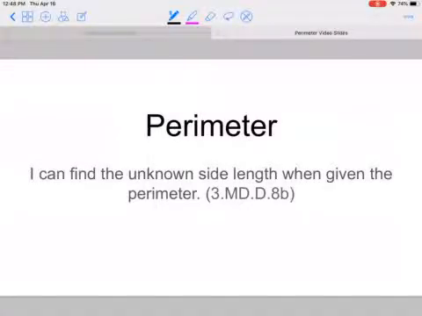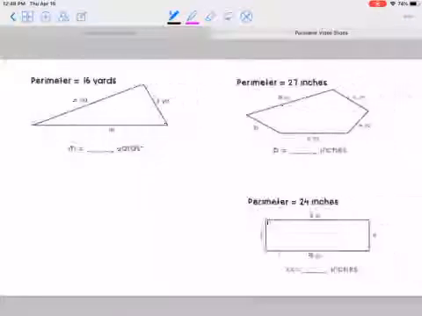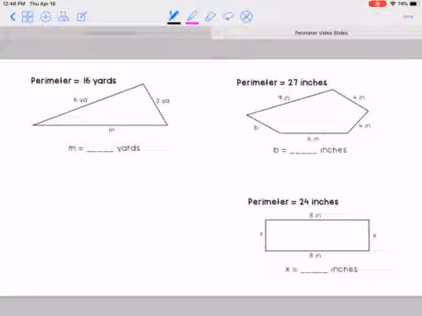Hey friends, we are going to work on perimeter today, and our learning target says I can find the unknown side length when given the perimeter. So just a review: the perimeter is the distance around the outside of a polygon, and a polygon is just a shape with many sides. All of the pictures here are polygons because they have straight lines and they're all connected at a point, which we call a vertex, and they're closed.